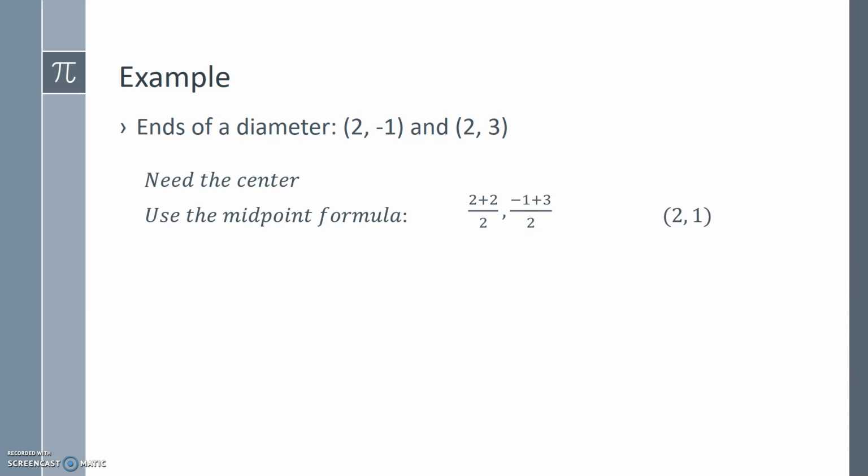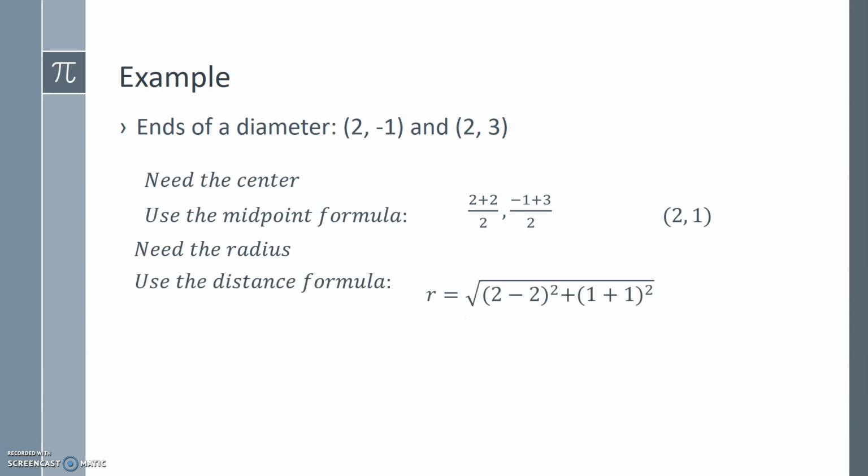Well, now I need to find the radius. I know the diameter, but I need the radius. So you can do two things. You can find the length of the diameter and cut it in half, or you can find the distance from the center to one of those points. And that's what I did, okay? I'm using the distance formula, and I'm going to do 2 minus 2, so I'm using this first one here, okay? (2 - 2)² + (1 + 1)². And when I simplify that, I get the square root of 4, or 2.